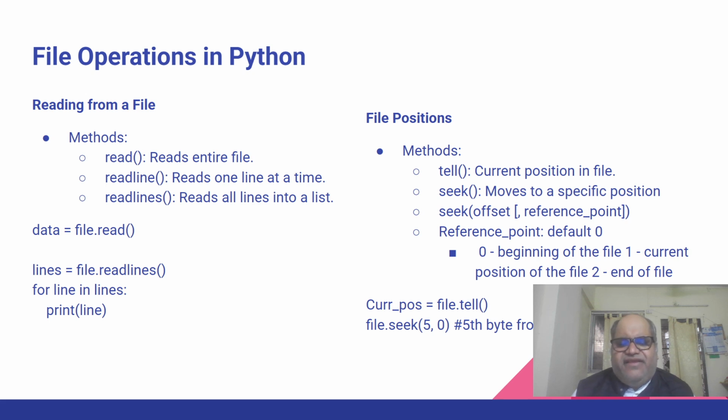In seek, you provide an offset and a reference point. The offset is the nth byte, whatever you have, and then you have the reference point. It could be 0, 1, or 2. By default, it is 0. 0 is the beginning of the file, 1 is the current position of the file, and 2 will be the end of the file. So you can seek nth byte from the end of the file, nth byte from the current position, or nth byte from the 0th position. That's why the interpretation of this will sometimes be tested in your exam, for the syntax around tell and seek.